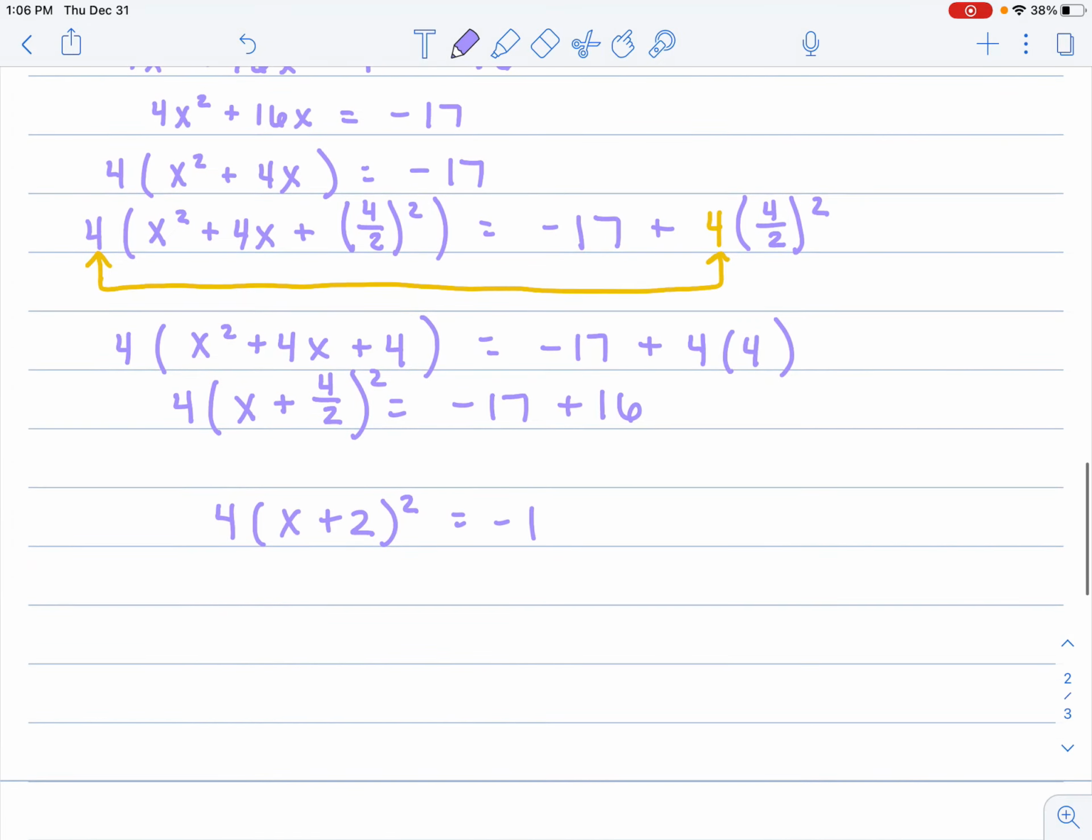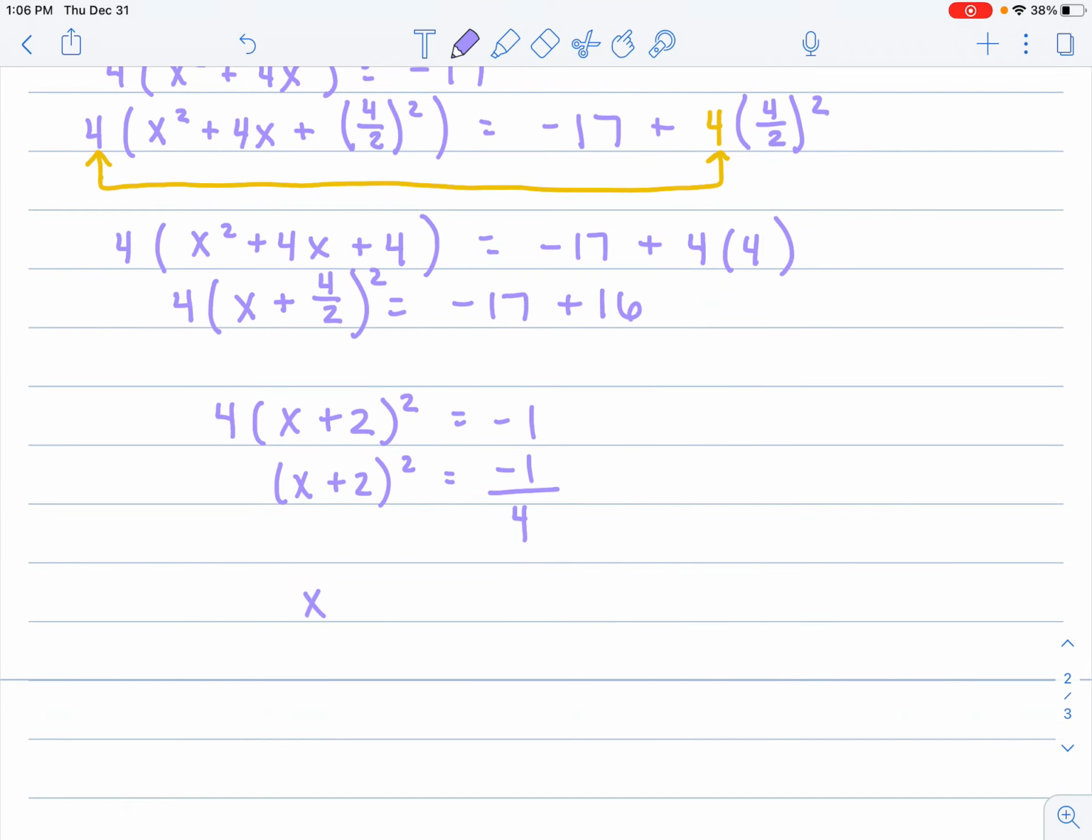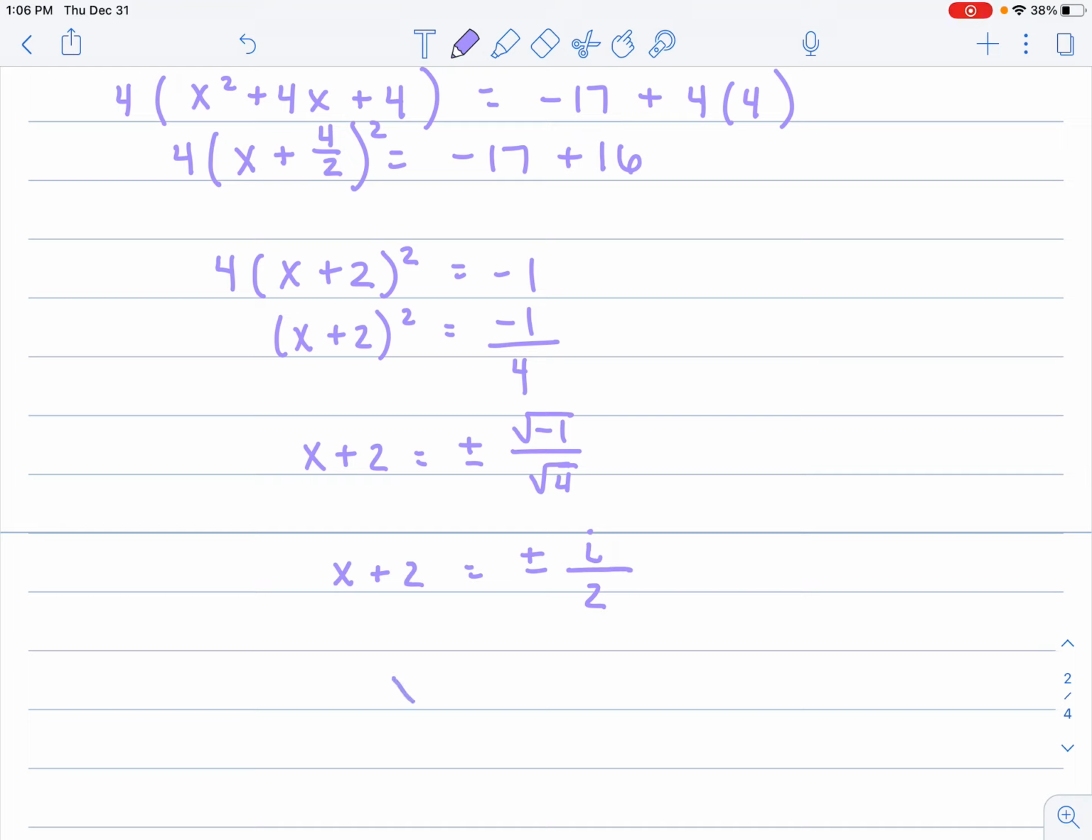From here, we're going to solve for x. I would first divide both sides by 4. I'm going to take the square root of both sides. Simplify those square roots if possible. Can we simplify the square root of negative 1? Yes, we can because of our complex numbers. That is just i. Square root of 4 is just 2. Subtract that 2 over. So my final answer would be negative 2 plus or minus i divided by 2.